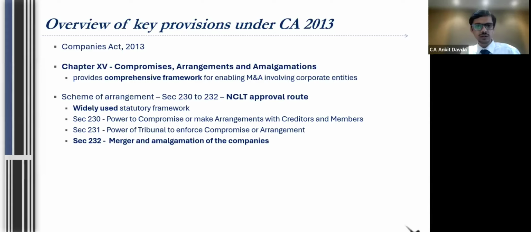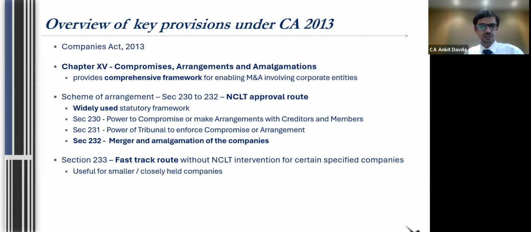Section 230 is a very broad power entrusted to companies, which says that companies have power to compromise or make arrangements with creditors and members. It is broader in concept, in the sense it's not specific to only merger. It says that companies, subject to certain provisions, have power to make compromise and arrangement with their creditors and members. It can be in the form of merger, amalgamation, demerger, capital reduction, or any other arrangement or compromise. Something like, say, a company can also enter into a scheme to restructure its balance sheet or buy out the minority shareholders. So Section 230 is a very broad framework.